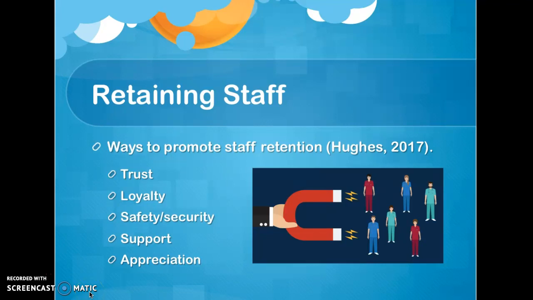Safety and security has to do with job security as well. If they think it's going downhill, they try to get out fast so that they still have a job to put food on the table. Support and appreciation from management as well as other staff members. They want to feel like they are making a difference and they are part of the team. If they don't feel that what they're doing is important, they're not going to stay in that job or position.